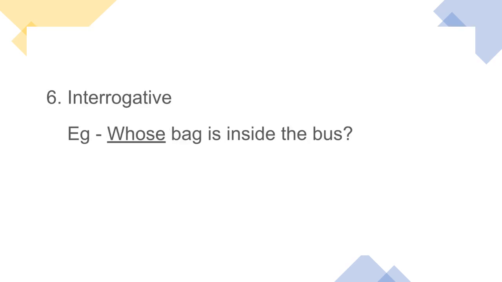The last one, we have interrogative adjectives. In this kind of adjectives, as we all know, interrogative is nothing but question-type sentences. So when we use interrogative, we use words like what, whose, whom, all those things. So let us look at the example. Whose bag is inside the bus? Here, bag is a noun and it's talking about whose. So it's asking a question. Therefore, you can use interrogative adjectives when you're asking a question about a noun.